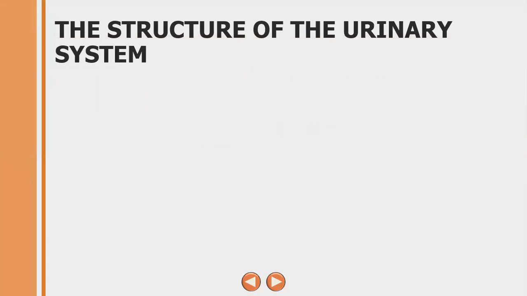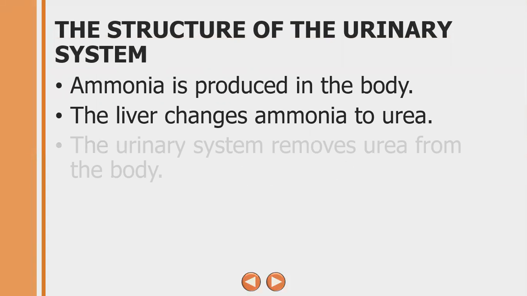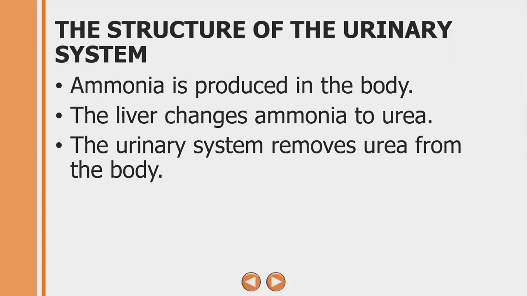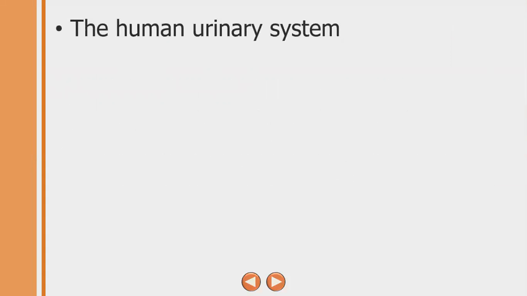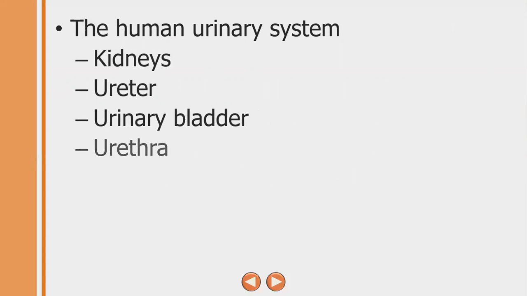Then we talked about the urinary system, metabolic waste, and how that works, removing urea from the body. You have the kidneys, ureters. You have 2 kidneys, 2 ureter tubes, 1 bladder and 1 urethra. The ureter and the urethra are both tubes. This is all the urinary system.